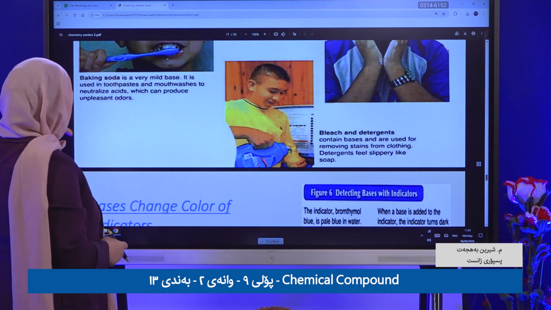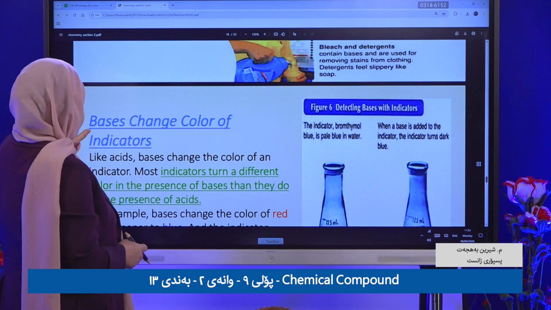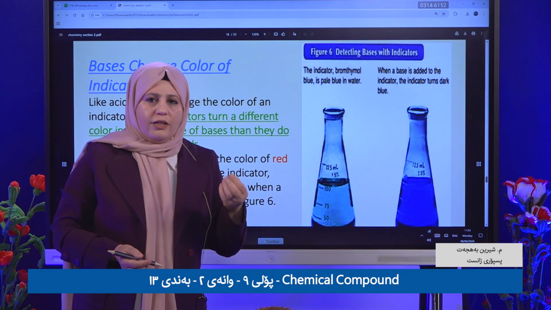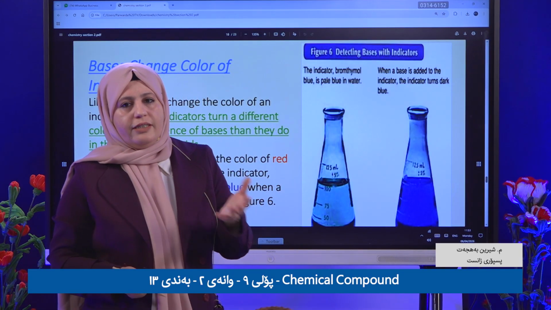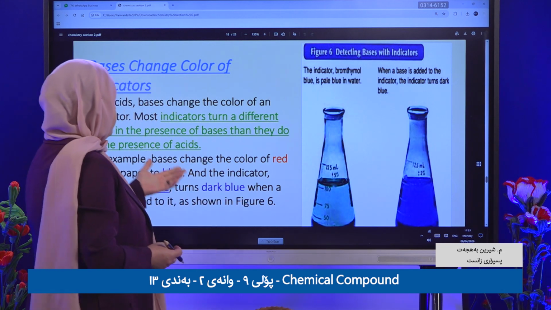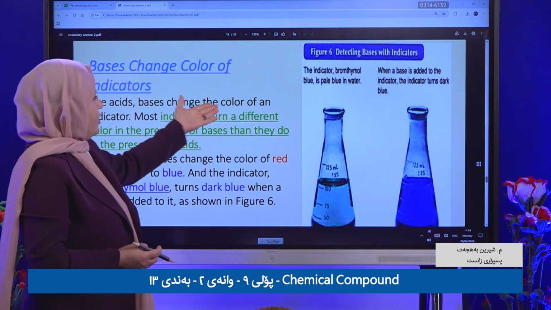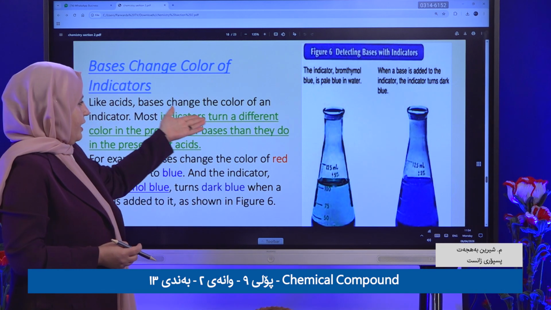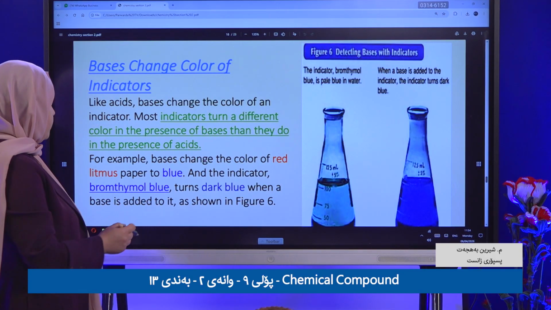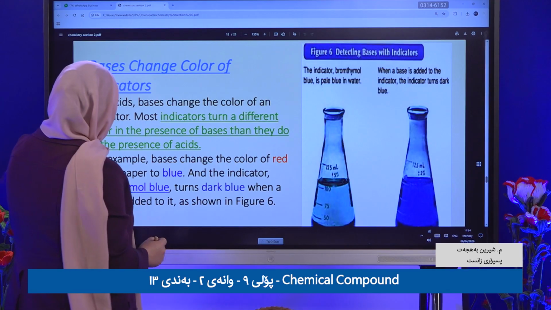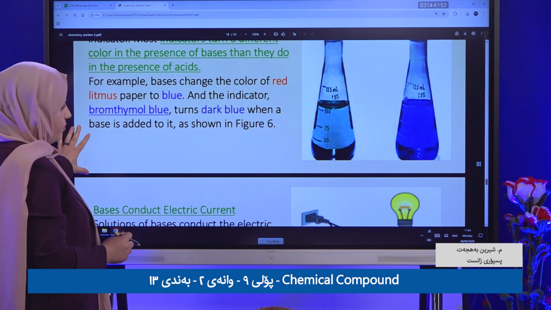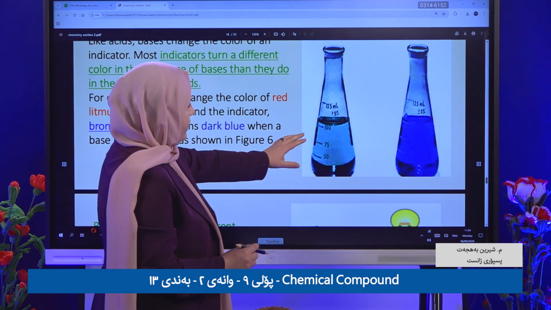Bases change the color of an indicator. Again, we have two types of indicator. One is liquid and the other is paper, right? So, acids and bases change the color of an indicator. The indicator turns a different color when a base or an acid is present. Look at the picture. For example, red litmus.